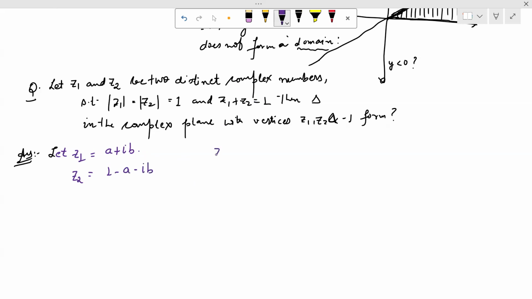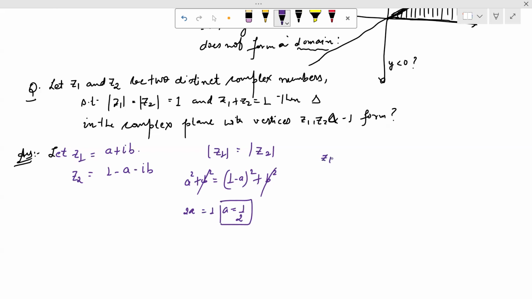Now, what is given to us? It has been given to us that Z1 modulus is equal to Z2 modulus, which gives us an understanding that A square plus B square is equal to 1 minus A whole square plus B square. And this tells us that twice A is equal to 1 and A is equal to 1 over 2. And if I take A is equal to 1 by 2 and use the condition modulus Z1 equal to 1, I can easily get that B is equal to plus minus root over 3 by 2.